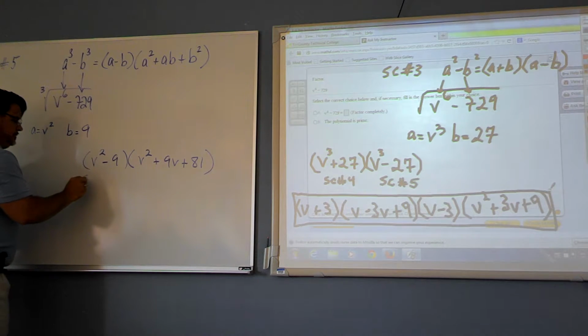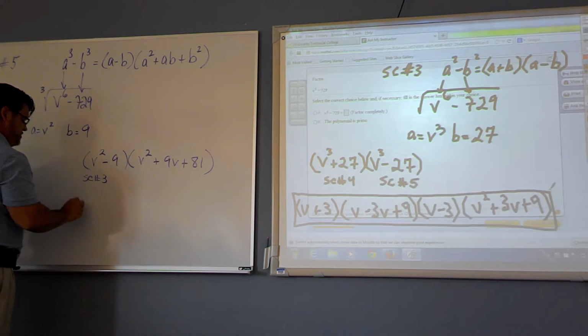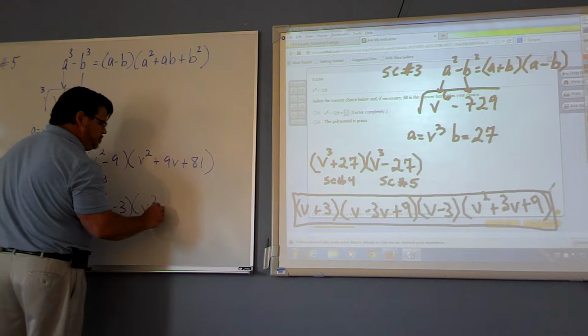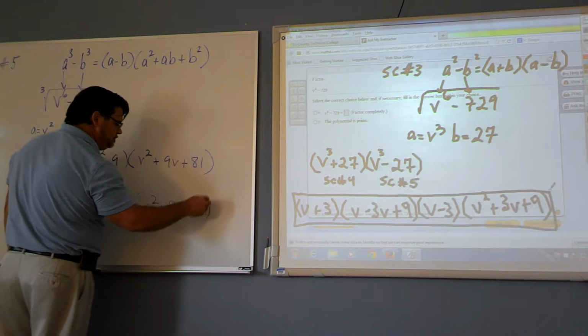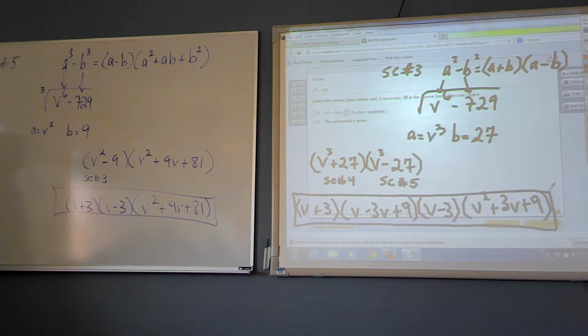And then what is this? Shortcut number 3: b plus 3, b minus 3, b squared plus 9b plus 81. Now, are the answers the same? Yes. Now, we know the most simplified is this one. So if you want to stick with which ones to use, I would use shortcut number 5 first if you want it more simplified. But either answer is okay.